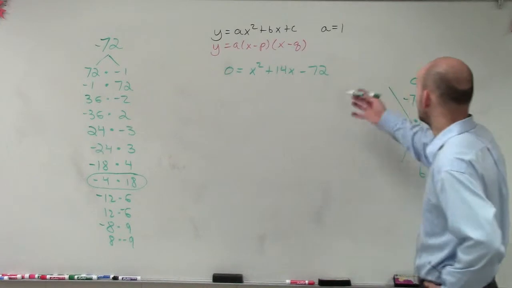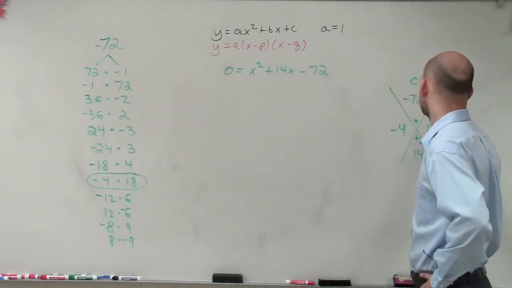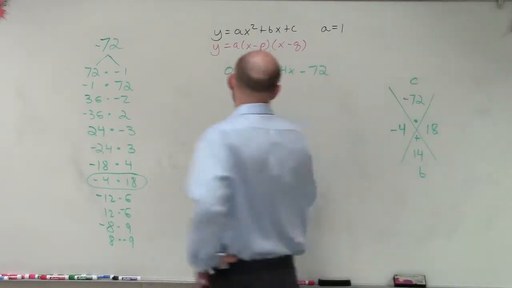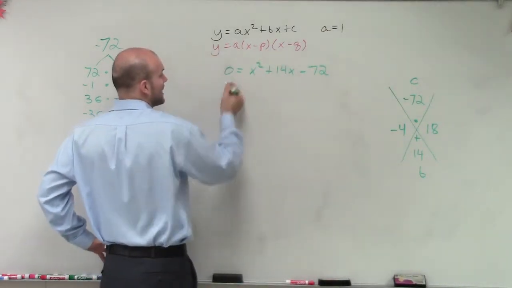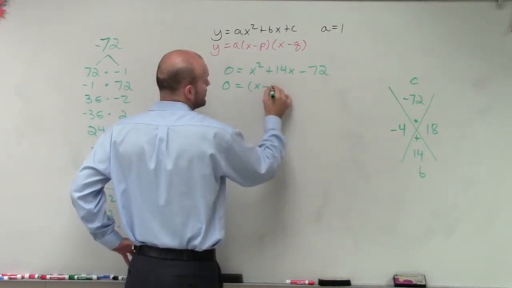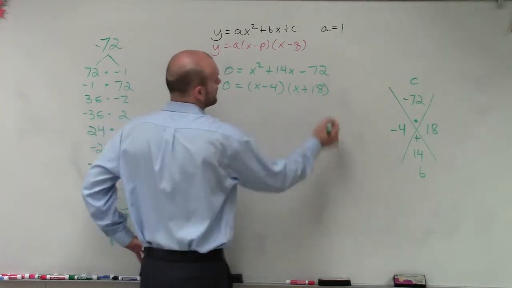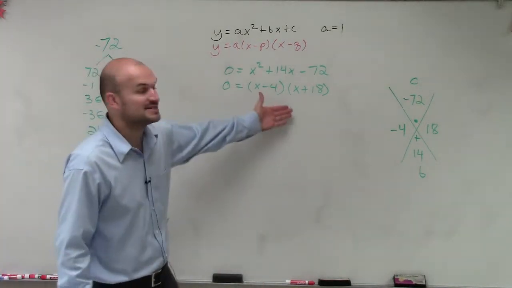Now, it doesn't matter which one is P, which one's Q, if you write them on the left or to the right. But I'll just write negative 4 and 18 right there. Therefore, that's my P and my Q. Remember, a equals 1, so this will be written as x minus 4 times x plus 18. So there you go, ladies and gentlemen. Now that's in our factored form.